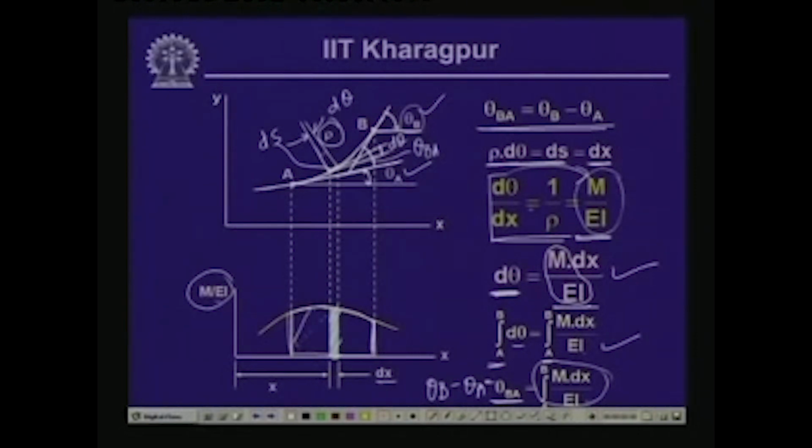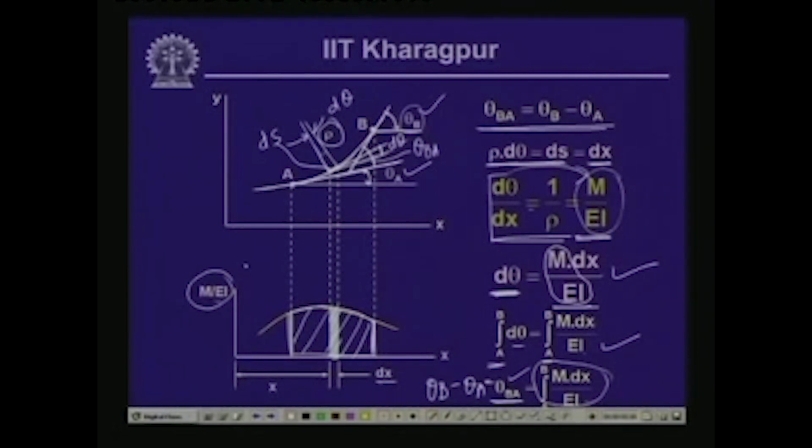So, you see now what we are getting is that the change in slope between 2 points on the elastic curve, between 2 points as we have chosen B and A, theta BA, the difference in slope between B and A, is nothing but equal to the area of the M by EI diagram between those 2 points.